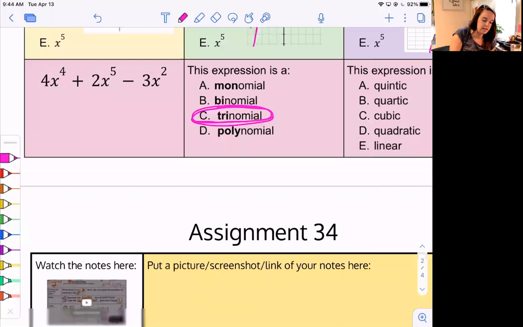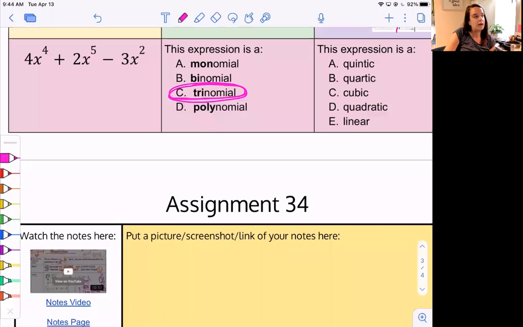All right, here is our last quick check question. This expression is a quintic, a quartic, a cubic, a quadratic, or a linear expression? We know it's a trinomial. What's its first name? What is its biggest exponent?